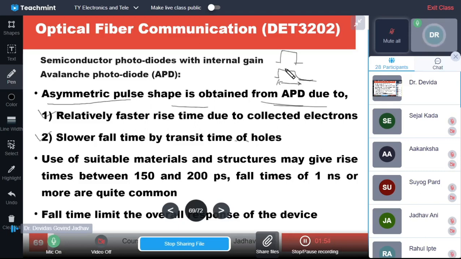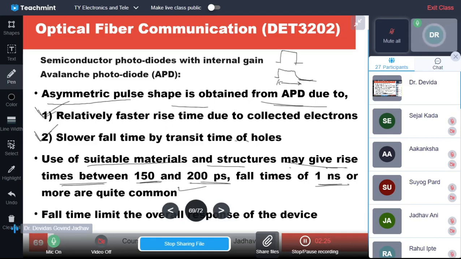Okay. So an asymmetric pulse shape is obtained from the APD due to the relatively faster rise time from the collected electrons and slower fall time due to the transit time of the hole. Use of suitable materials and structures may give rise times between 150 to 200 picoseconds, while a fall time of 1 nanosecond or more is quite common.